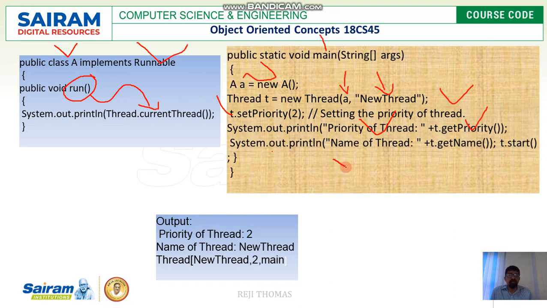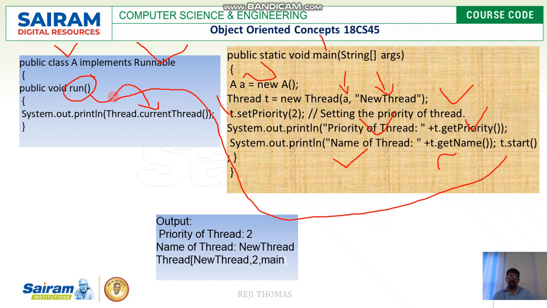Same way, I'm going to change the name from main thread to new thread. So I'm going to print what is the name of the thread. We have a method called getName, which is going to give you the name of the thread. And obviously we have a method called t.start. So start is going to call the run method.